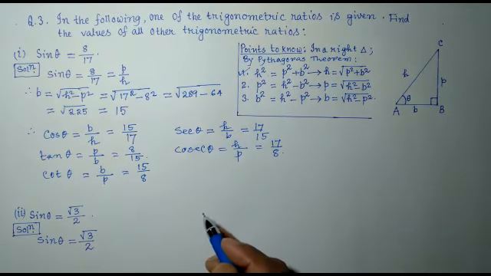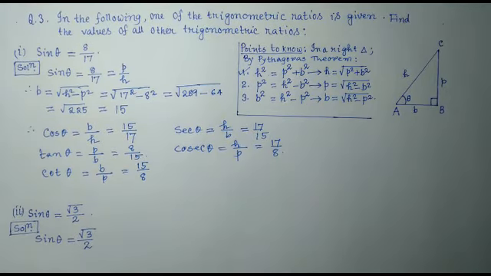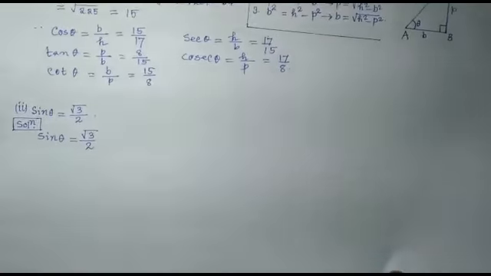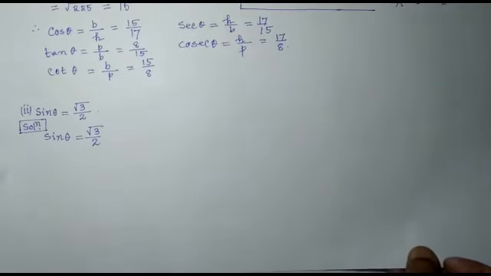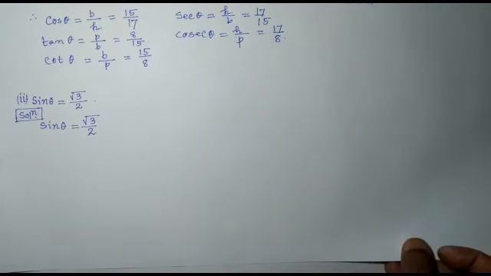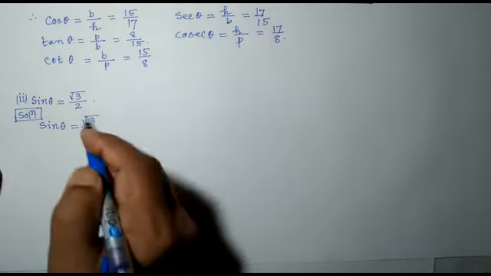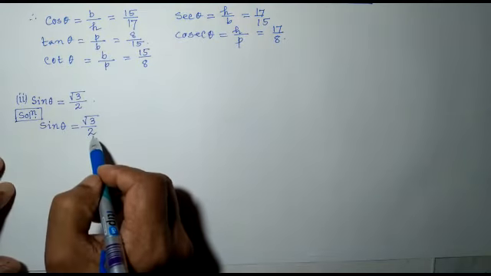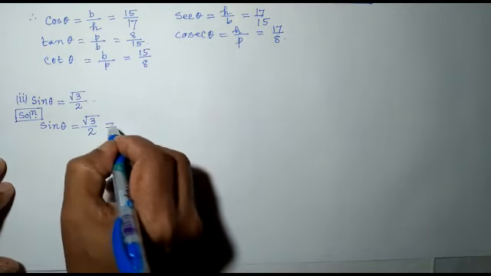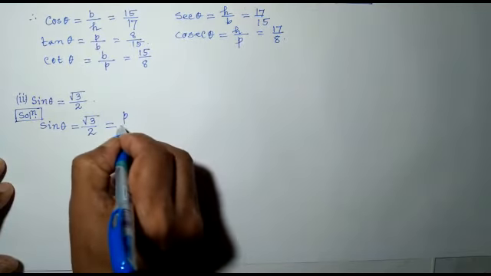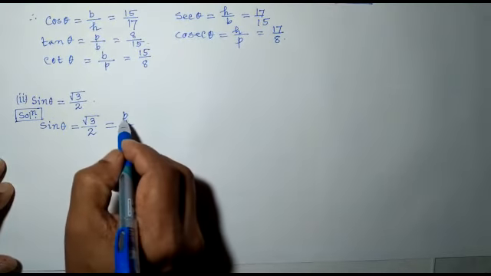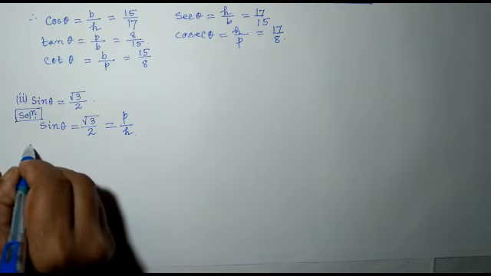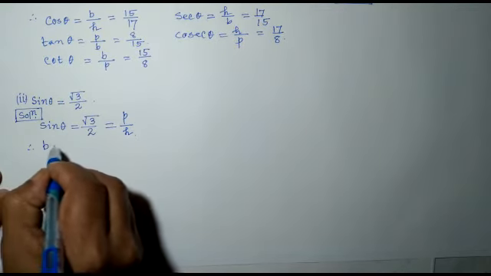So next is question number 2. Sin theta is given as root 3 by 2. We have to find the other trigonometric ratios. So let us see. Sin theta is root 3 by 2. We write sin theta equal to root 3 by 2. Remember the formula, same as before, perpendicular by hypotenuse. So we can say perpendicular is root 3 and hypotenuse is 2. So what do we have to find? Base. We can write base is b.